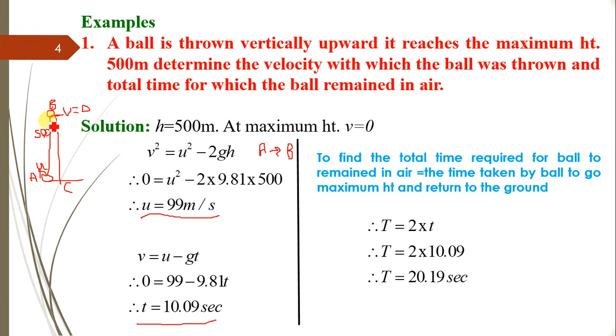From A to B, the time required is the same as the time required by the ball to come from B to C. Therefore, the total time for the ball to remain in air is equal to the time taken to go up to the maximum height, from A to B, and then return to the ground, from B to C, which is 2 times t, that is 2 into 10.09, which is 20.19 seconds. So for 20.19 seconds the ball will remain in the air.